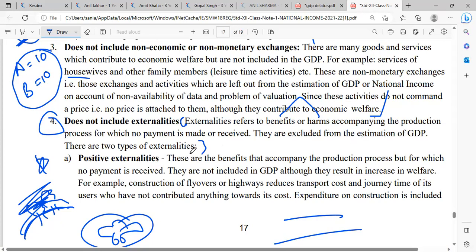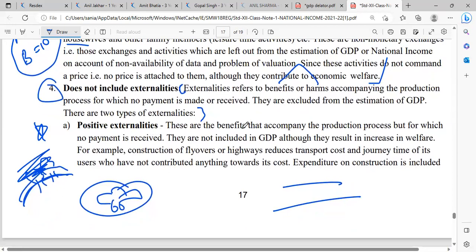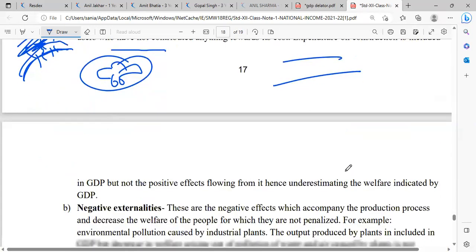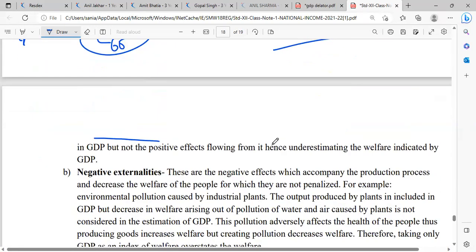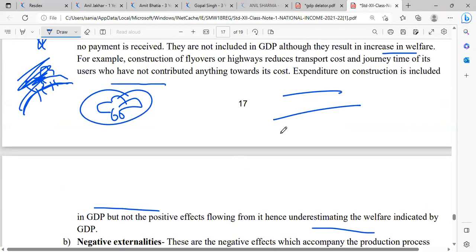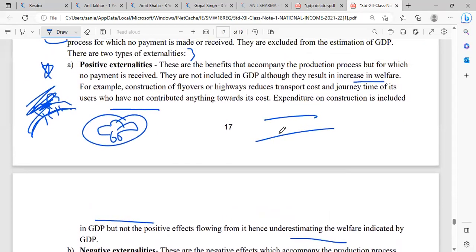There can be two types of externalities. One is positive. These are the benefits that accompany the production process for which no payment is received. They are not included in GDP, although the result is an increase in welfare. For example, construction of a flyover or highway reduces transportation costs and journey time of its users who have not contributed anything toward its cost. Expenditure on construction is included in GDP, but not the positive effect flowing from it, hence undermissing the welfare indicated by the GDP. Clear? Positive point? Yes, ma'am.